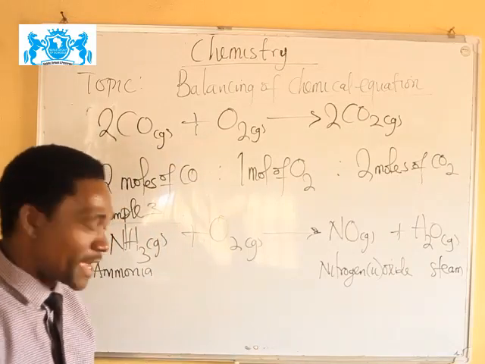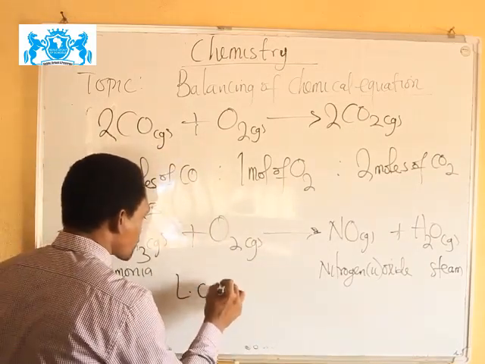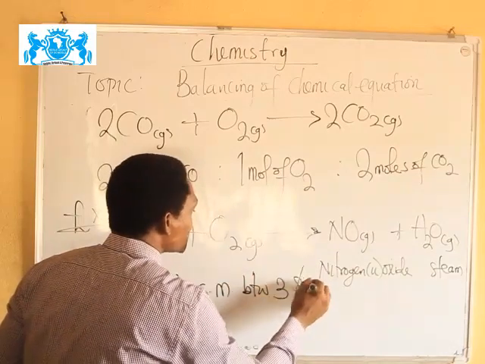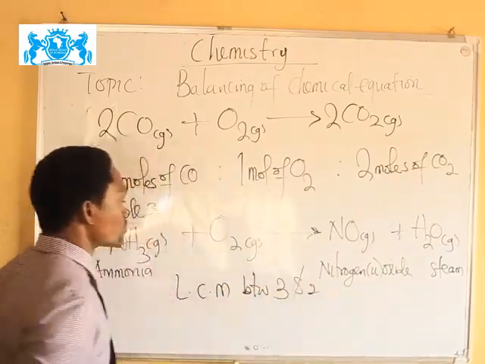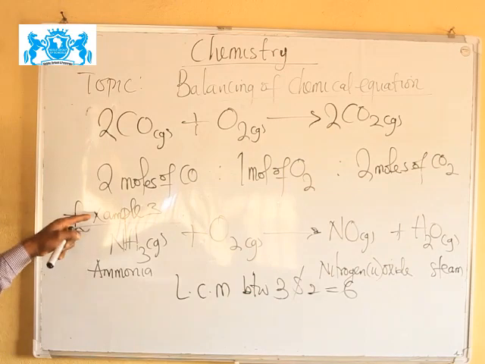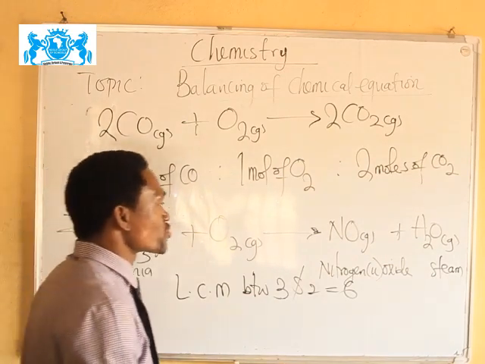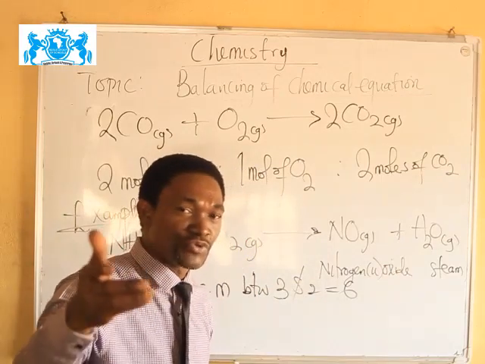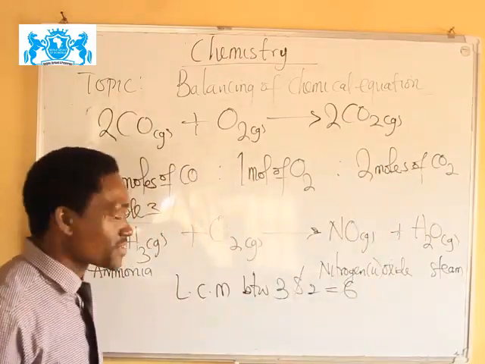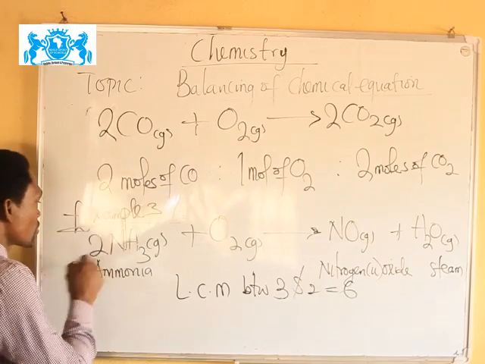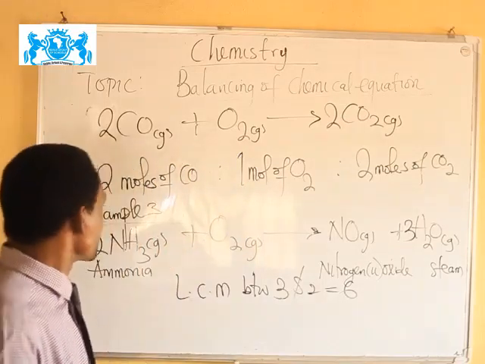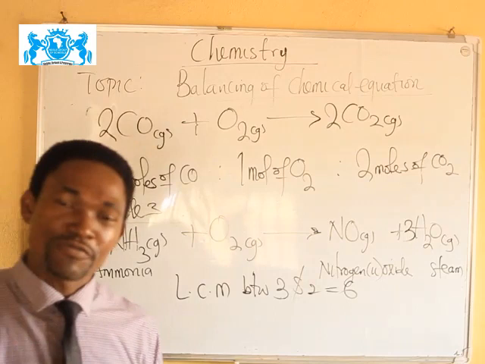So we look at the LCM, that's the lowest common multiple, between these 3 and 2. The LCM gives us 6. So what can we use to multiply 3 to make it 6? And what can we use to multiply 2 to make it 6? These are the scalar factors we now use to balance this equation. Simply, we multiply this 3 by 2, and we multiply this 2 by 3. By so doing, we have balanced the hydrogen, but inevitably, we have created another problem.